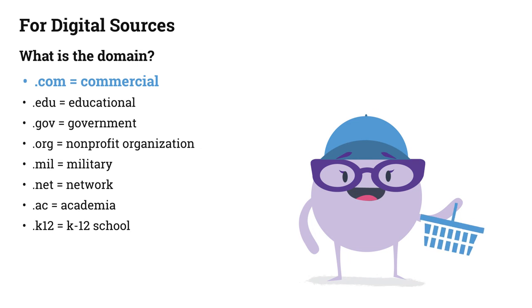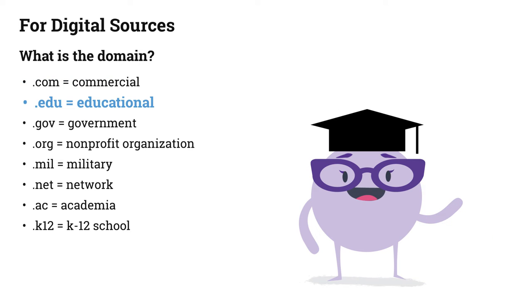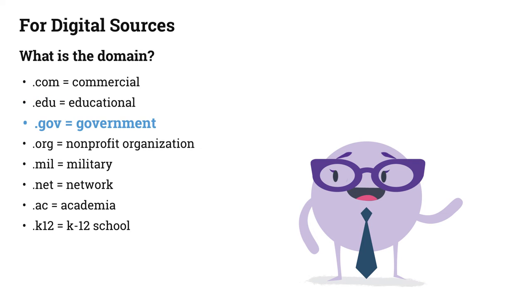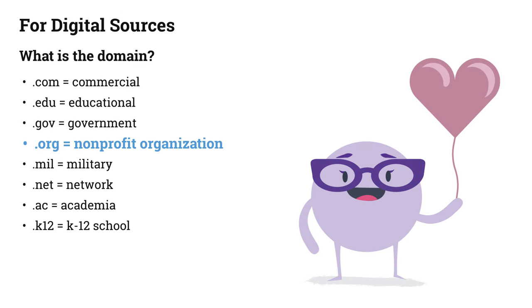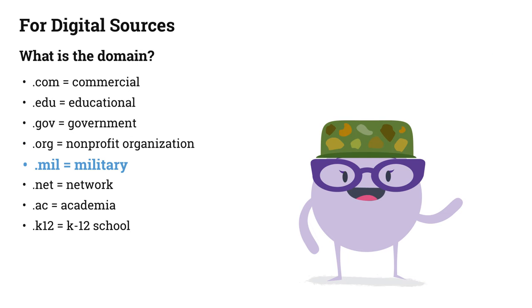A website ending in .com was originally intended to represent commercial websites, such as for-profit businesses, which still remains true. However, in more recent years, .com has become popular amongst a variety of websites. .edu refers to educational organizations, in particular universities. .gov is a government website with information from U.S. government agencies. .org represents nonprofit organizations.